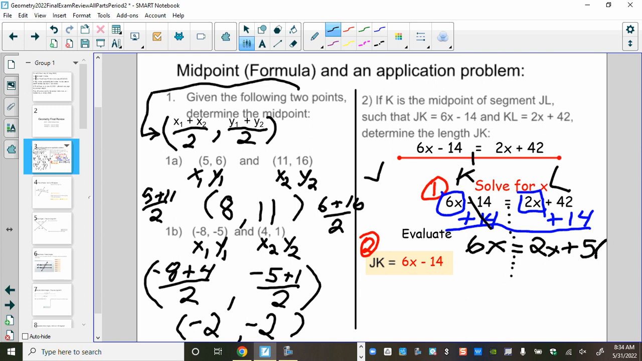42 plus 14, 56. Now, this next step, the x's are still opposite each other, so we've got to move. Now, 2x and 56, you cannot combine. You can bring the 2x to the other side, but when you do that, you're taking it away from here. If you take it away from here, you have to take it away from here too. Again, too many of us are taking it away from the same side of the equal sign.